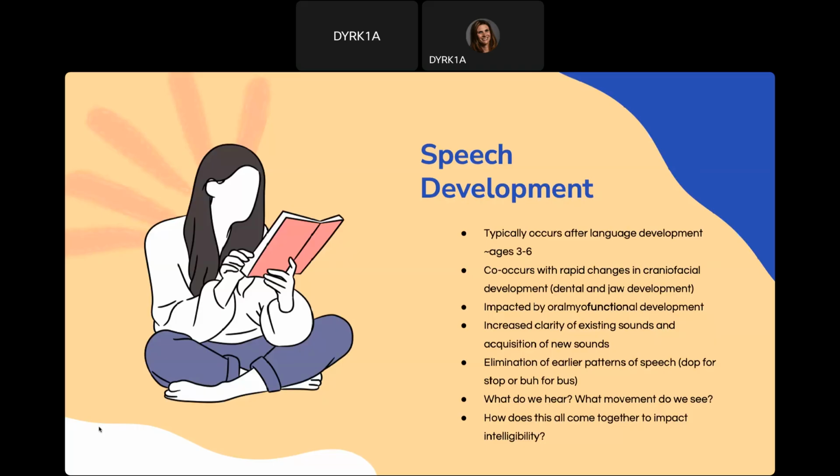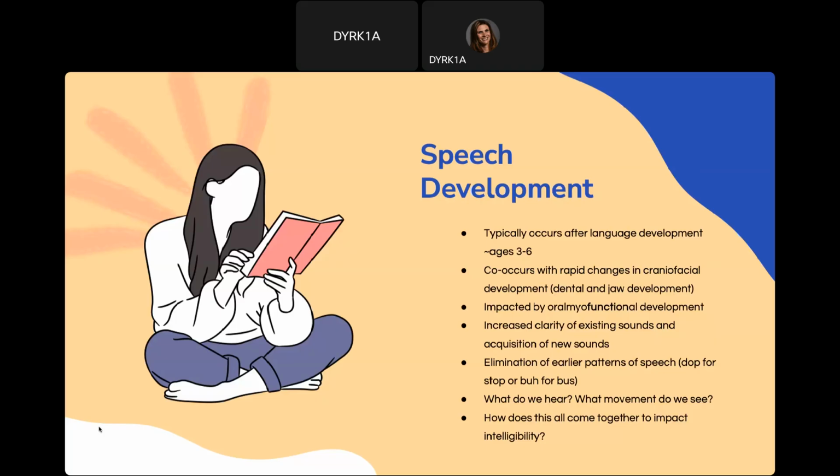And then we talked also about how this co-occurs with rapid changes in craniofacial development, especially dental development. So we are bringing in molars. That is a ton of development happening. We're losing teeth too. All of these things factor into our speech patterns. It's impacted by oral myofunctional development. So if we have limited movement in our tongue already for chewing, we can surmise that we're going to have limited movement in our tongue for speaking.